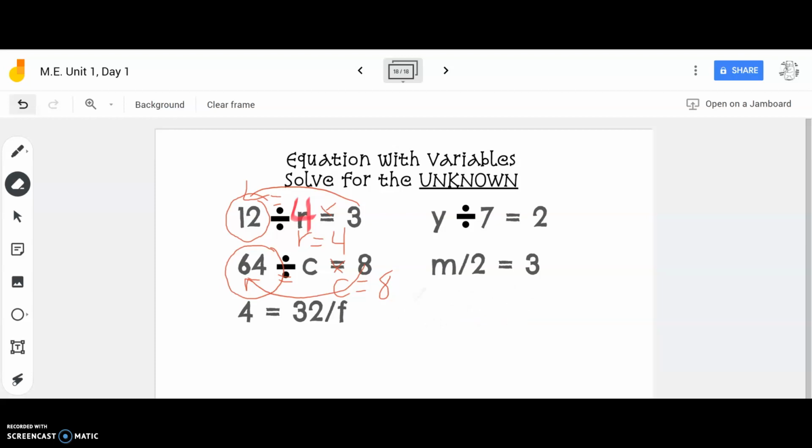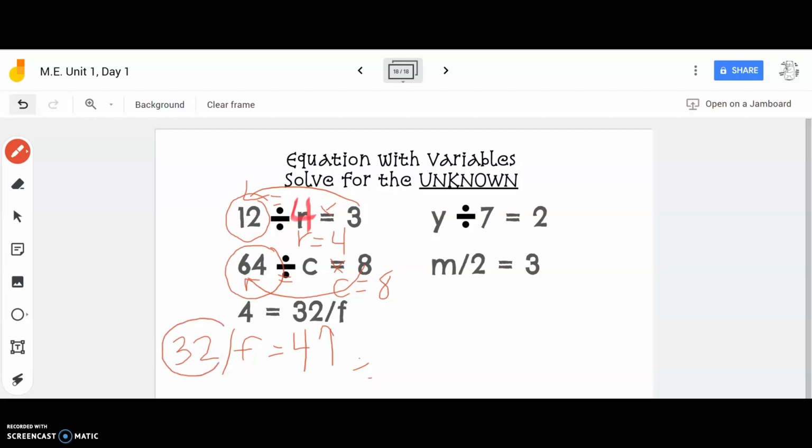Next one. Oh, they try to throw a different symbol in on me, but this symbol right there means division. It's a fraction symbol, but it means division. So this equation says 4 equals 32 divided by F. I'm going to switch it around so I read it the way I usually see it: 32 divided by F equals 4.